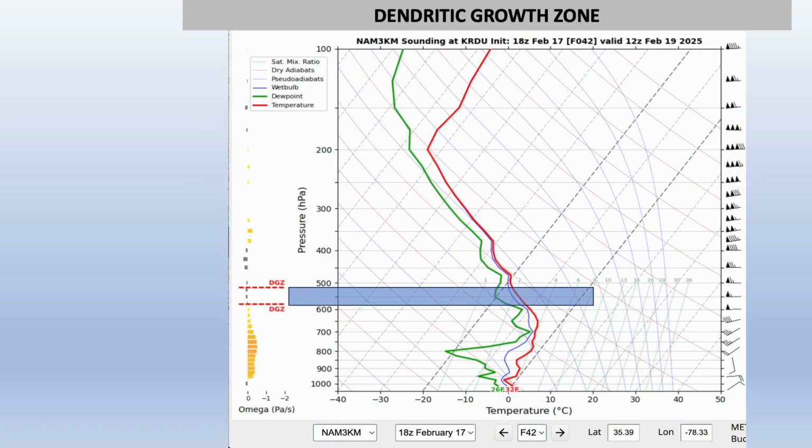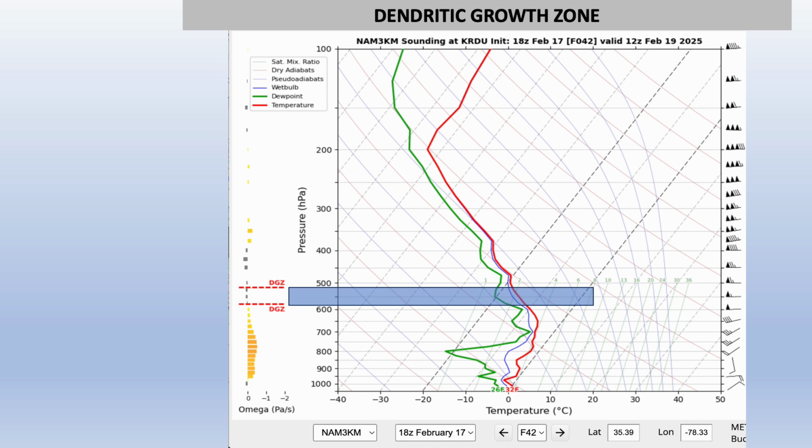So I'm going to show you 3 forecast soundings. This comes from the website tropicaltidbits.com, and the red line is the temperature, the green line is the dew point, and the line in the middle is the wet bulb temperature, in other words, what the air would cool to if it suddenly became saturated. But the most important thing here is way over on the left. You see where it says DGZ, and there are 2 dotted lines some distance apart from each other? That is the dendritic growth zone.